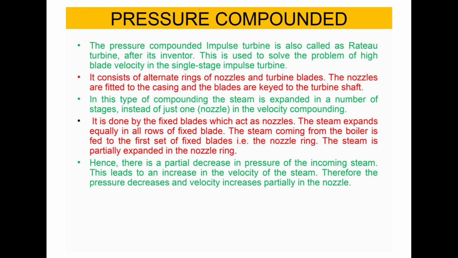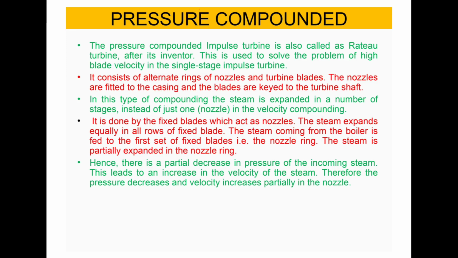After its inventor, this is used to solve the problem of high blade velocity in the single stage impulse turbine. It consists of alternate rings of nozzles and turbine blades. The nozzles are fitted to the casing and the blades are keyed to the turbine shaft.